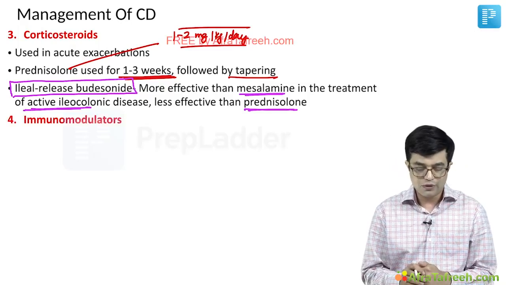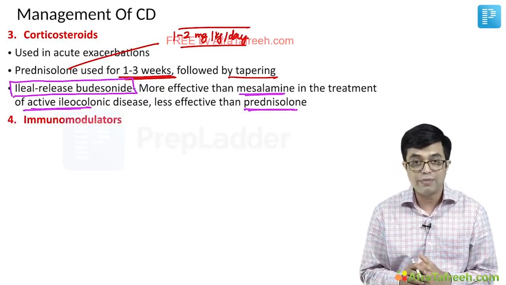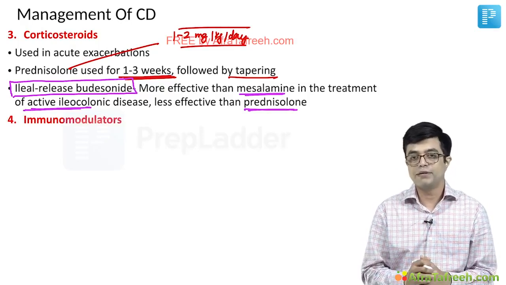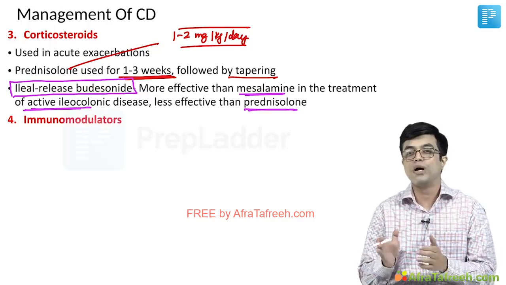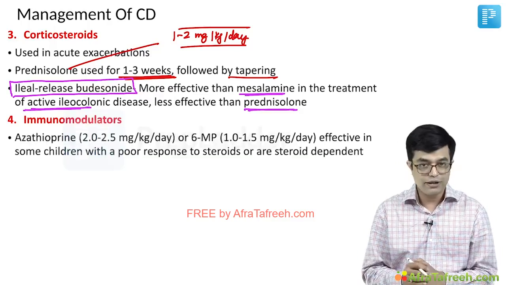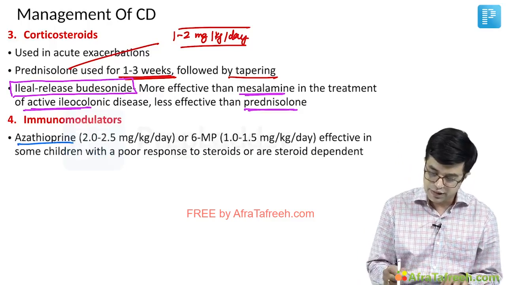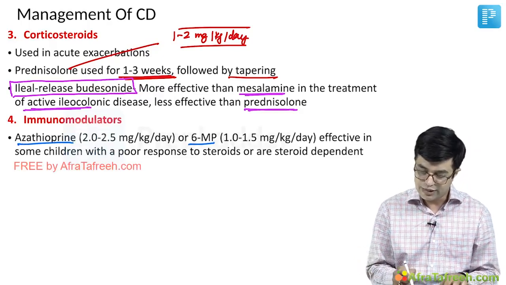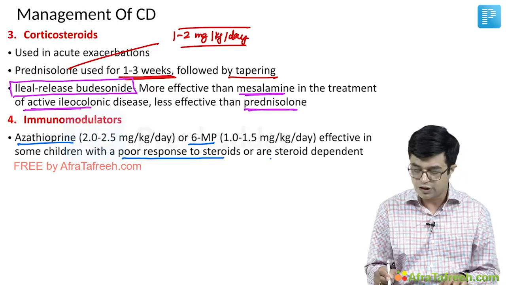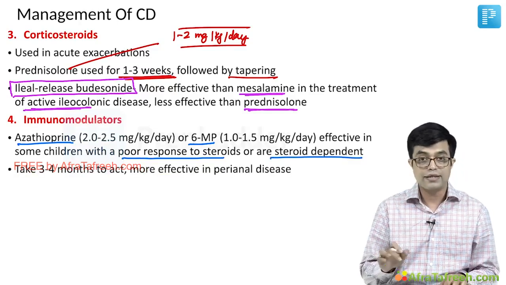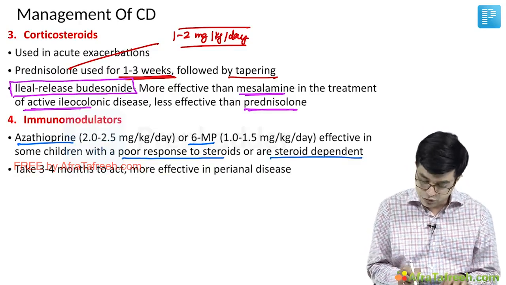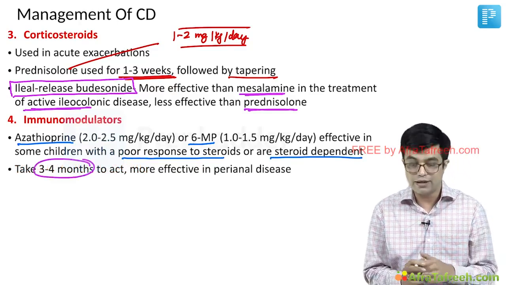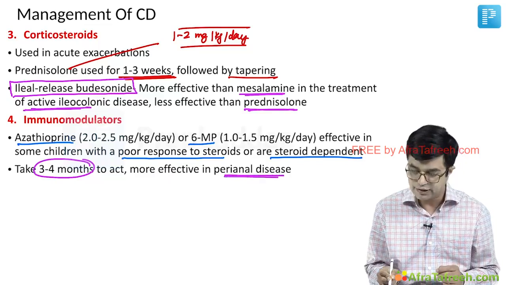Fourth category are immunomodulators. They are used as steroid sparing agents in patients who are steroid dependent, but the problem with them is they are relatively slow acting. So the agents which are commonly used include azathioprine and 6-mercaptopurine. These are the doses which are mentioned. They are effective in children who have a poor response to steroid or are steroid dependent. As I just told you, they take 3 to 4 months to act. So they will not be effective in the acute period, but they are effective in perianal disease.